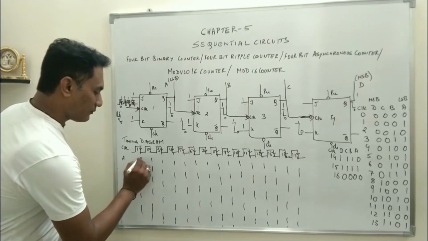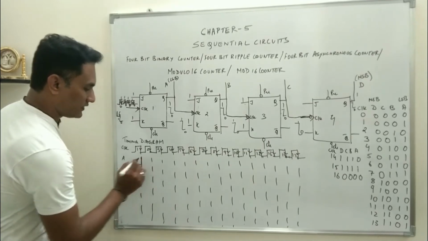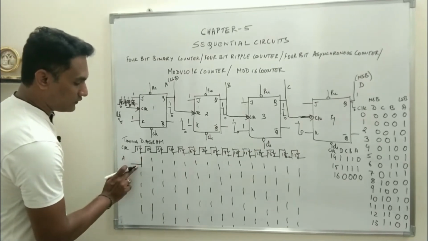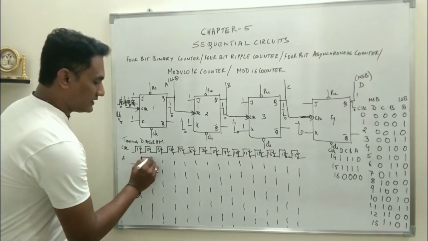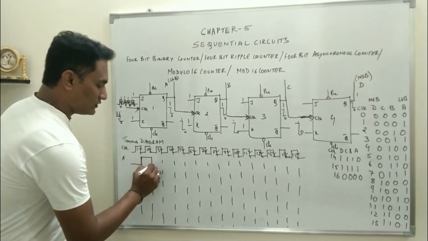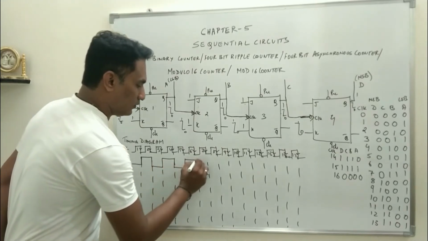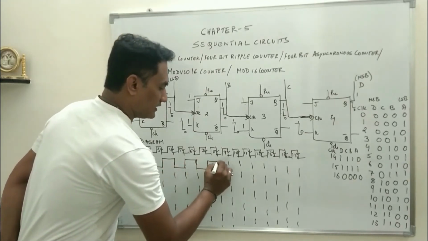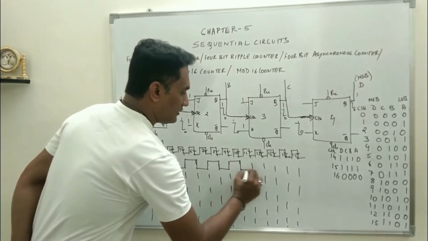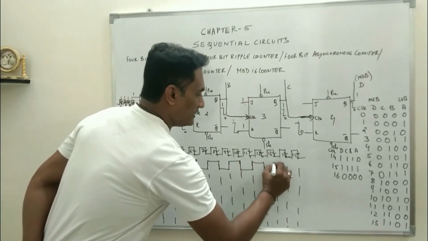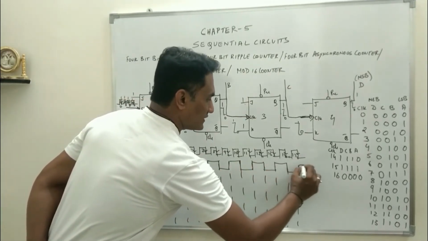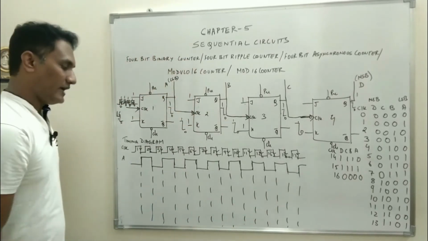When the first clock pulse is applied, it goes from 0 to 1. In the second clock pulse, it toggles back to 0. Third, again 1. Fourth, 0. Like this, 0, 1, 0, 1 will continue. So the flip-flop A will toggle with each applied clock pulse. So this is the output of A.